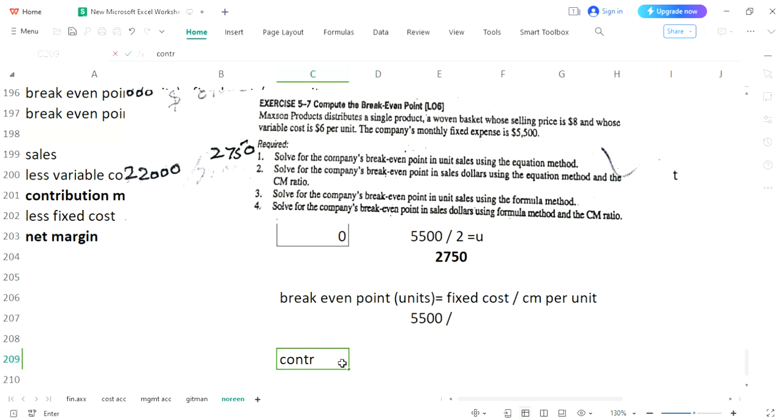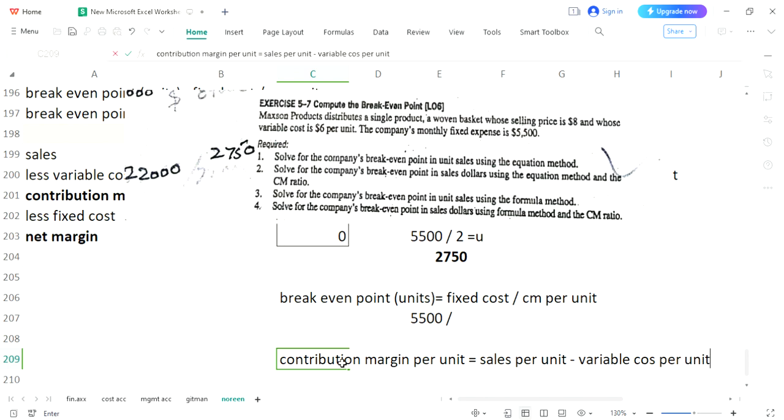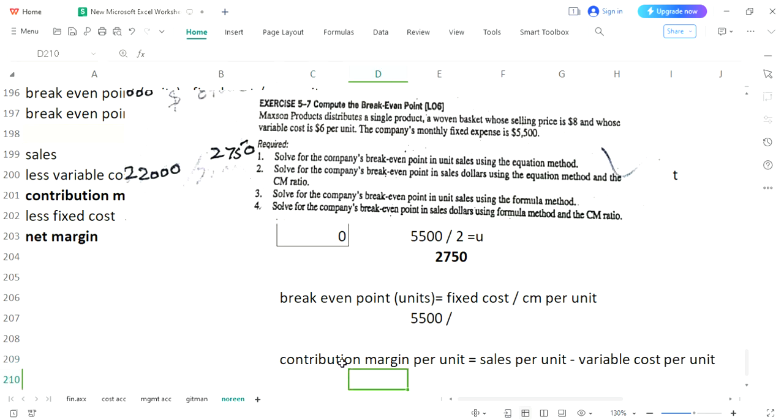Contribution margin per unit would be calculated by sales per unit, and you will subtract variable cost per unit. And this formula was written above, and I was saying all formulas will be used in an equivalent way. Sales per unit, look at your question. Per unit sale price is 8 and per unit cost price is 6.